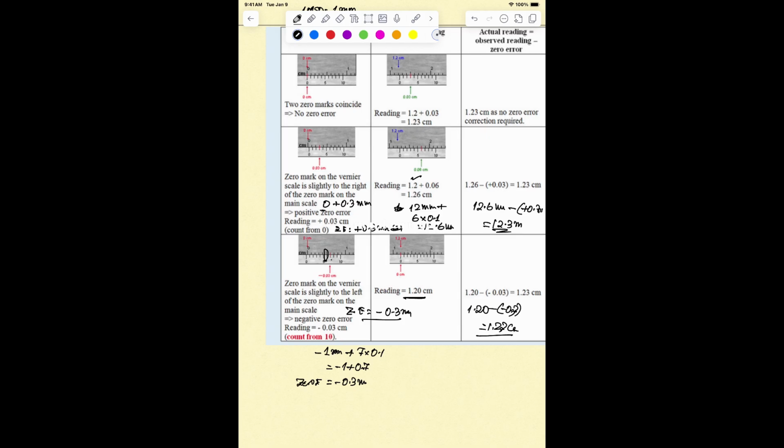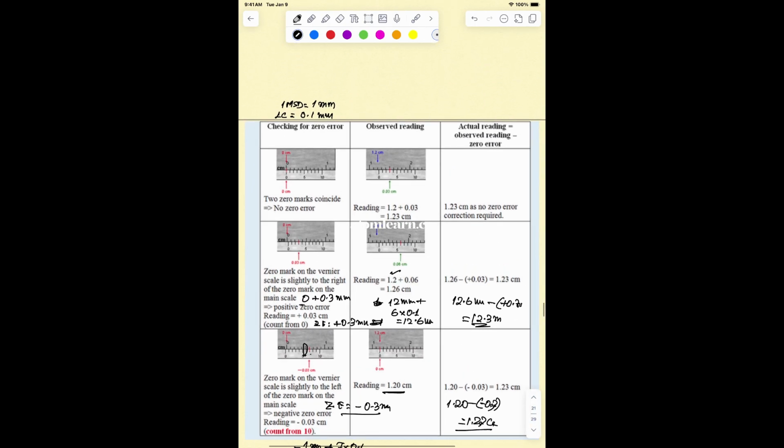NEET students can actually understand this method, but they don't have to worry too much about it because they are not likely to get a question of this negative zero error type. But in case you get it, then you know how to answer it. Whereas JEE Main and Advanced people definitely must know this kind of techniques. Okay, now this is the coverage for Vernier calipers.